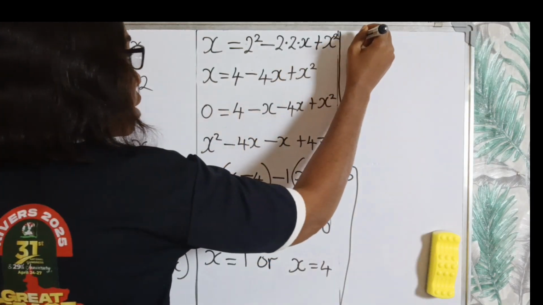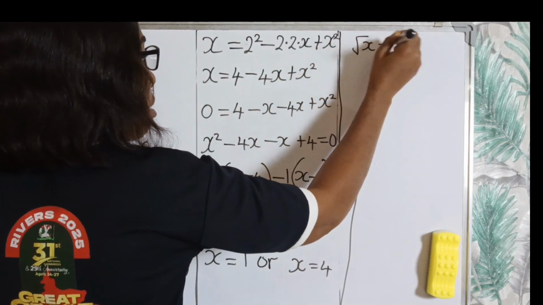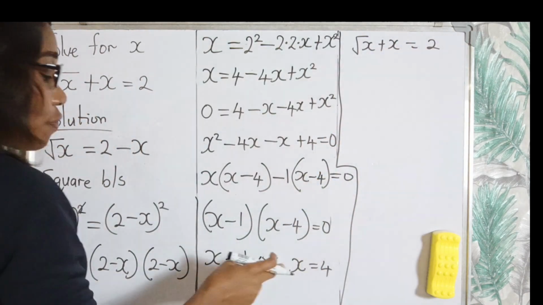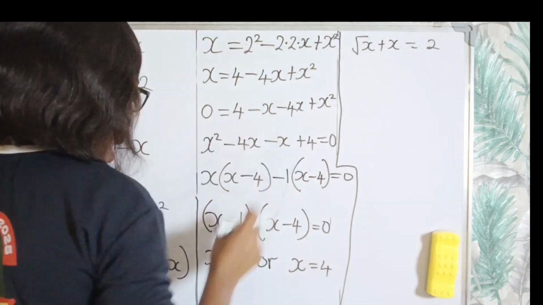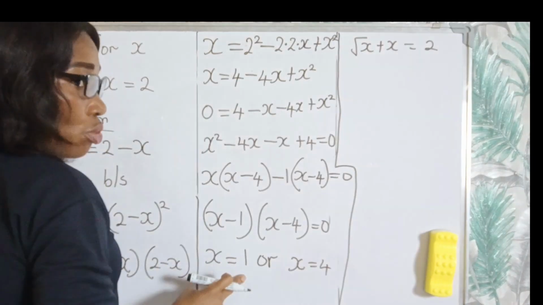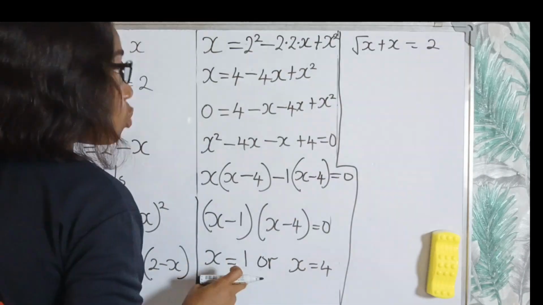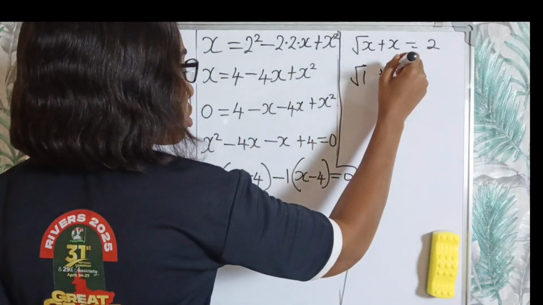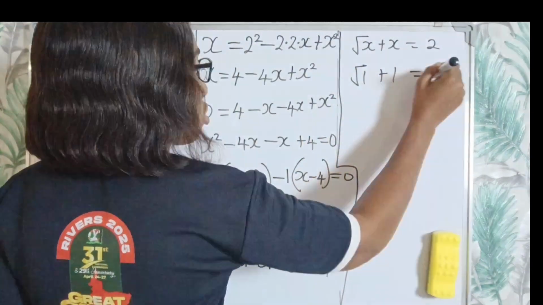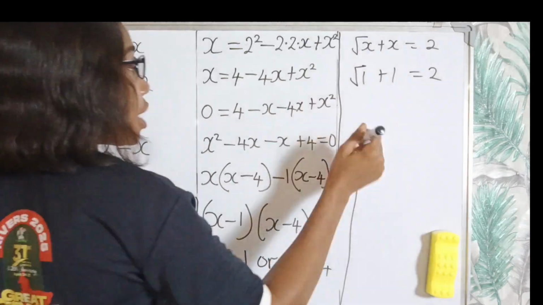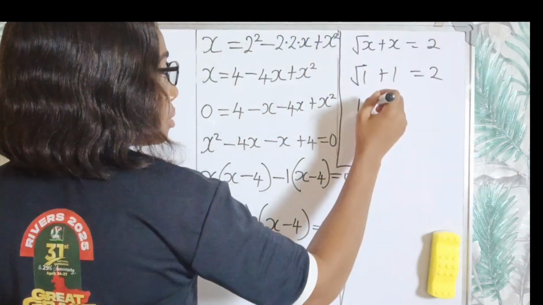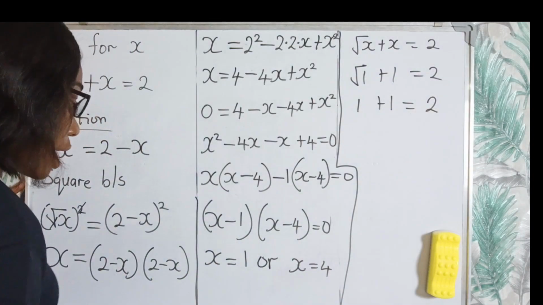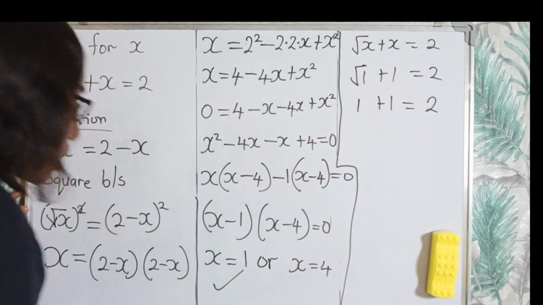So let's do that here, over here. So I'll bring back my question. So this is root x plus x equals 2. So let's try with the first value of x. So here, wherever I see x, I'm going to put 1. Okay, I'll plug in 1. So I'm going to have root 1 plus 1 equals 2. So root 1 is 1, plus 1. This is equal to 2. So the first value of x is correct.